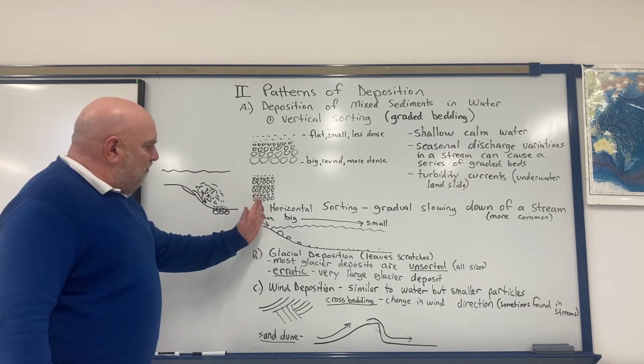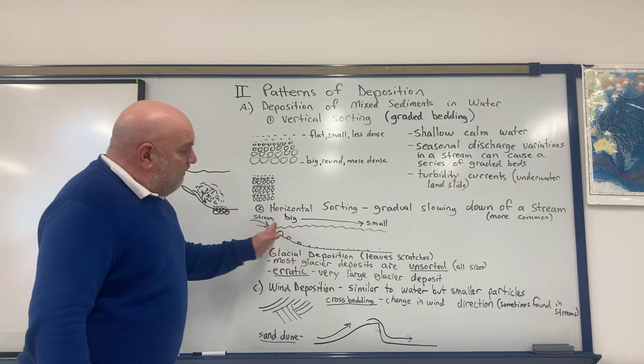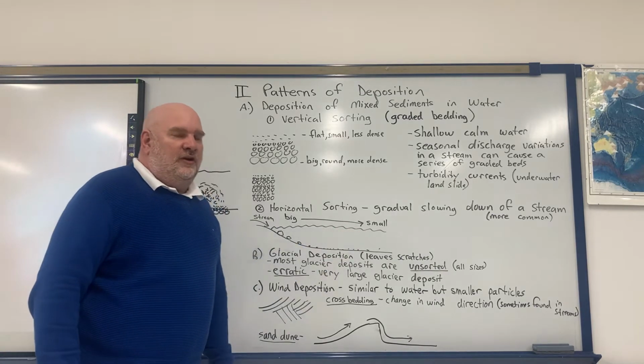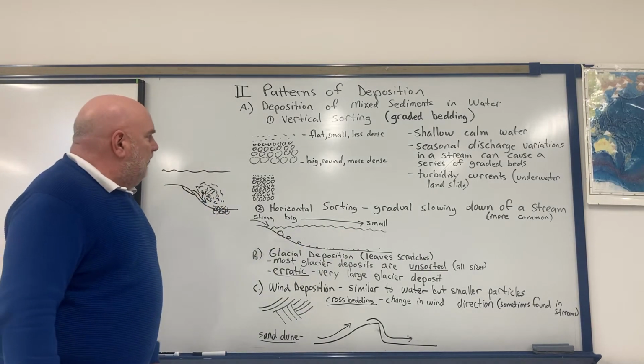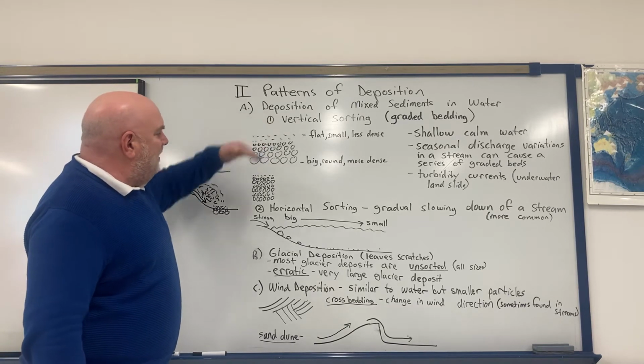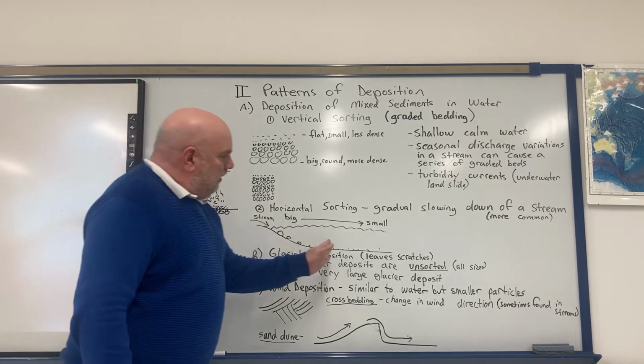So you'll notice that the big particles are near shore, and the farther you go out in the ocean or the farther you go out in the lake, the particles get smaller and smaller and smaller. So instead of going from big to small, from bottom to top, it's going from big to small, from near shore farther out.